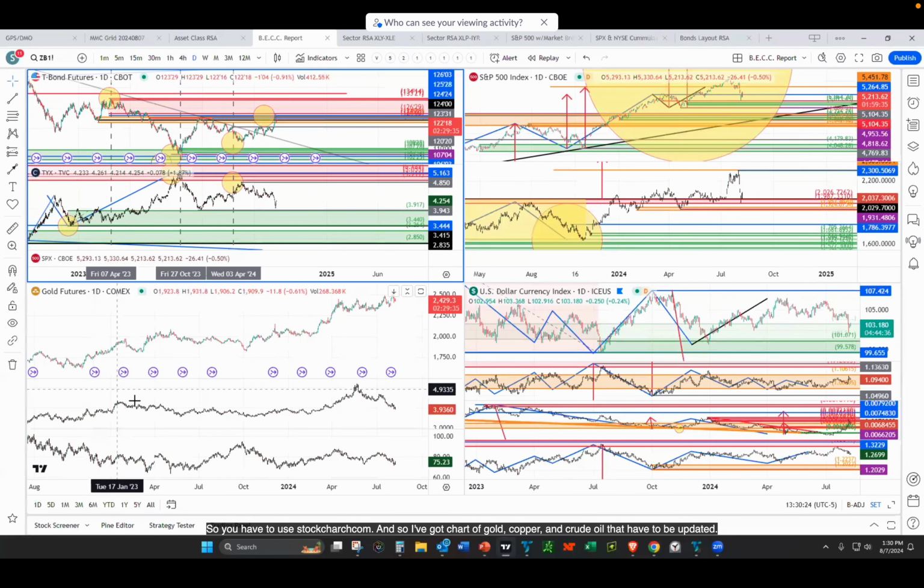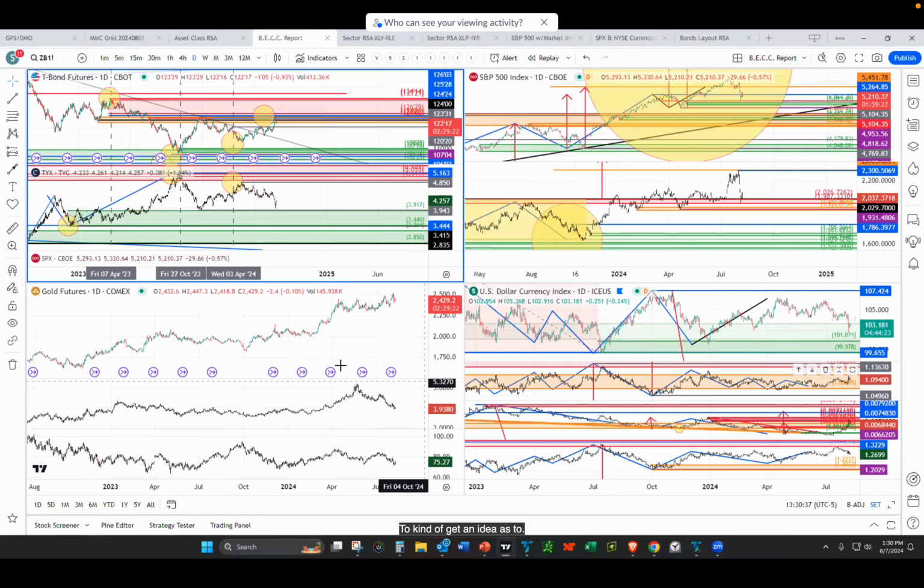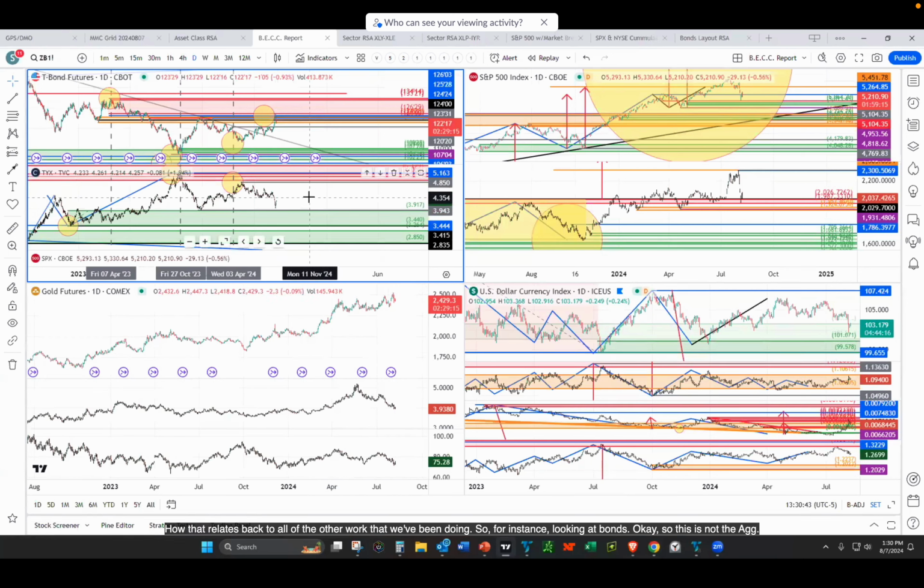And so I've got charts of gold, copper, and crude oil that have to be updated. And then over here in the bottom right-hand corner, we have the dollar index along with the euro, yen, and British pound. So I look at each of those to get an idea as to, again, where we are in the bigger picture and how that relates back to all of the other work that we've been doing.